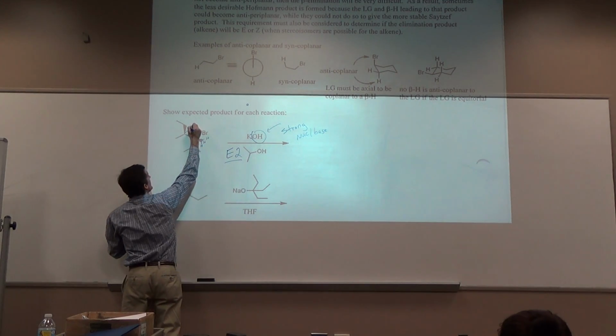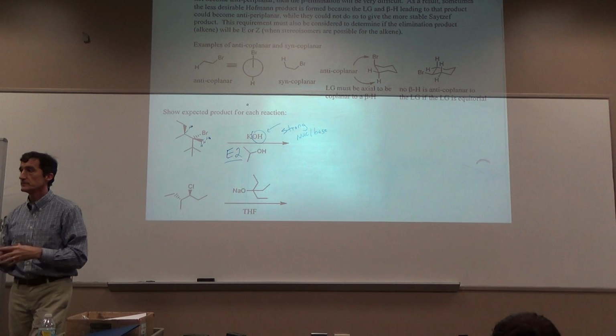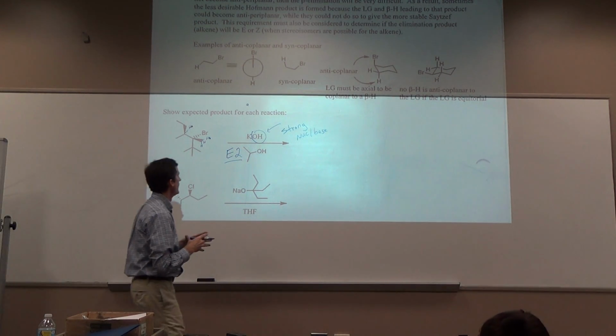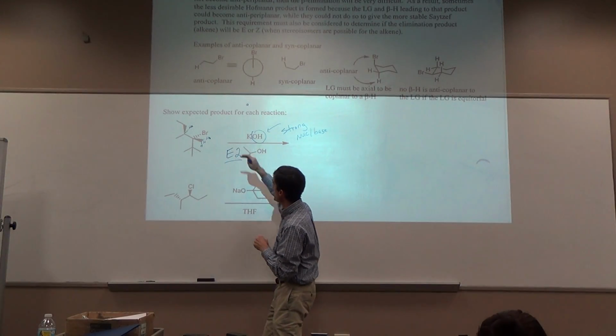Label these. This one is A, and those down there is B. This one, label one is B. I'm going to do the B one first. If we eliminated the HB and the bromine, what would we get?